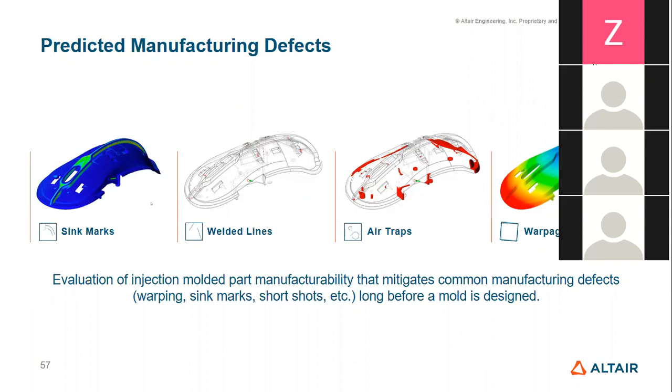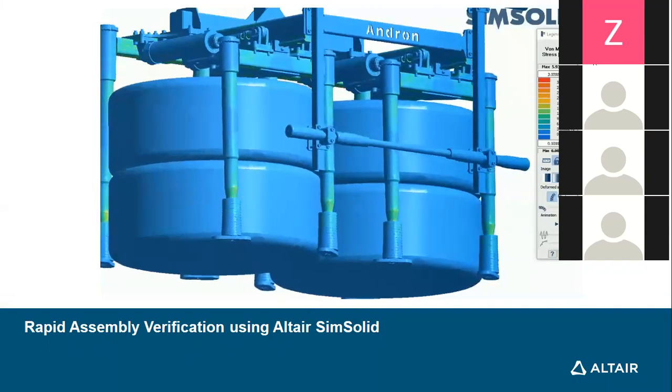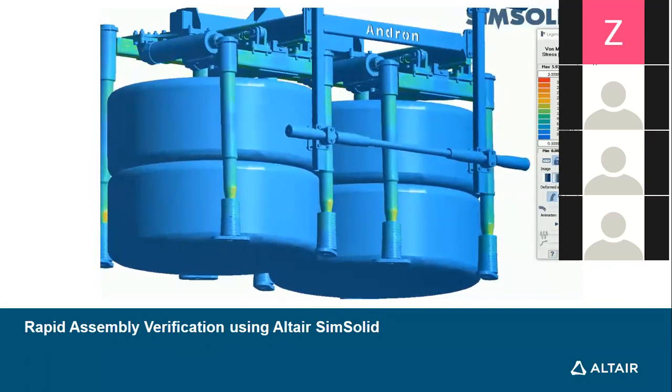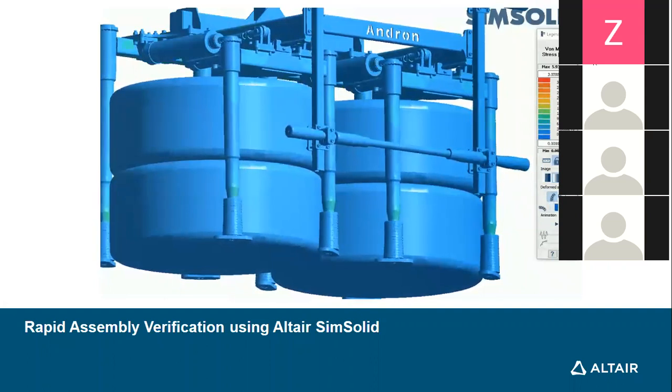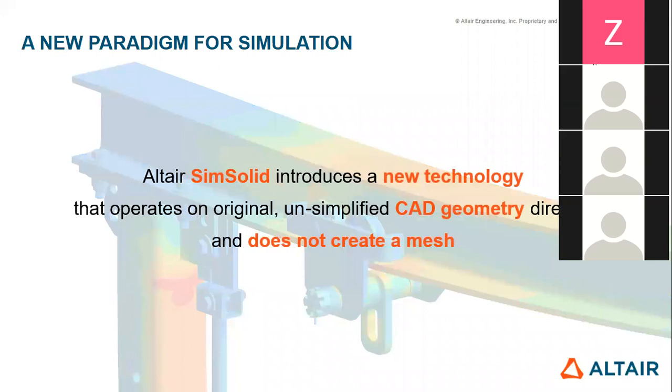So one more magical tool I have, that is SimSolid. SimSolid is the rapid assembly verification tool. Means to say, there are a lot more designs you can explore with the help of SimSolid, because SimSolid does not require any mesh. In the previous tools I have explained, Inspire Form, Inspire Cast, Inspire Mold, you don't need to do mesh, but the software does it in the background. But in SimSolid you don't require the mesh.